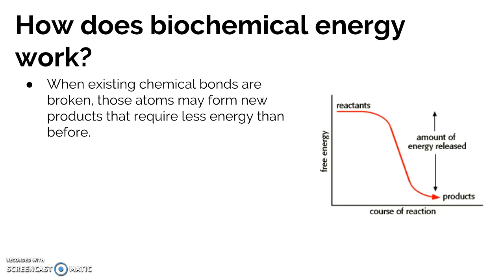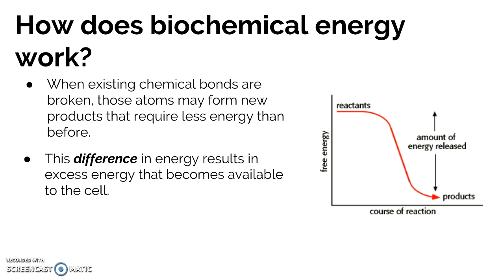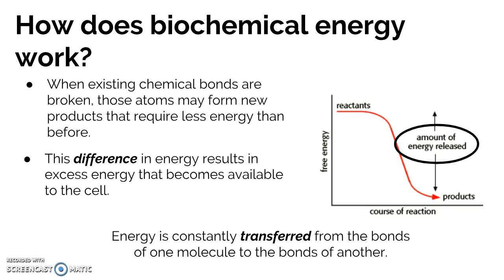According to our notes, it says when existing chemical bonds are broken, those atoms may form new products that require less energy than before, which is what we're showing here in the graph. The difference in energy results in excess energy that becomes available to the cell, which we indicated here. But what we need to zero in on then is how is that energy transferred, because it doesn't just disappear, it doesn't go away, and it definitely doesn't just appear when it's needed.